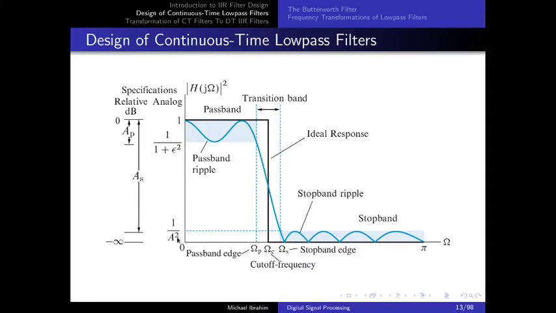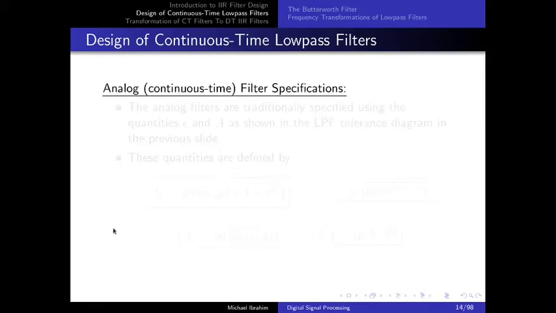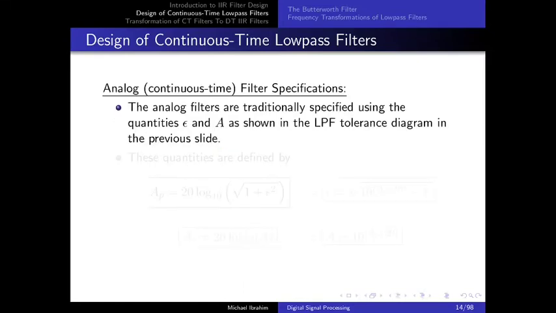What's the difference here? The difference here is that we are plotting the magnitude squared of H of j omega. In the previous chapter, the plot was for H of j omega magnitude. Here it's squared. That's why we have removed the square root over here, and this now is A squared. So, for the analog or continuous time filter specification, we use epsilon and A to represent the ripples in the passband and the stop band attenuation.